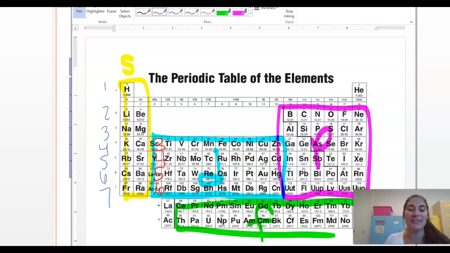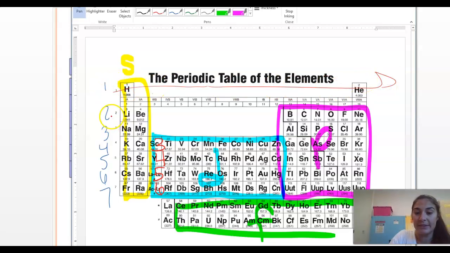So when we are filling electrons, we follow that path of the periodic table. We would do 1s, 2; 2s, 2; 2p, 1, 2, 3, 4, 5, 6; 3s, 1, 2; 3p, 1, 2, 3, 4, 5, 6; 4s, 1, 2; 3d, 10; 4p, 6; 5s, 2; 4d, 10.